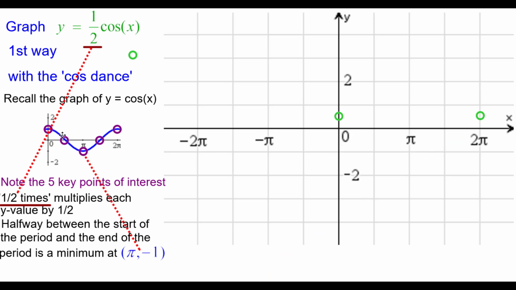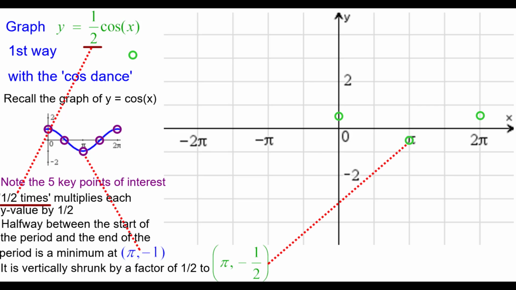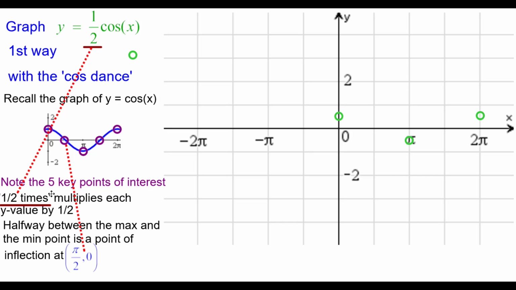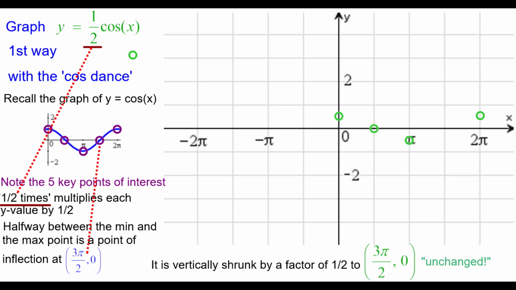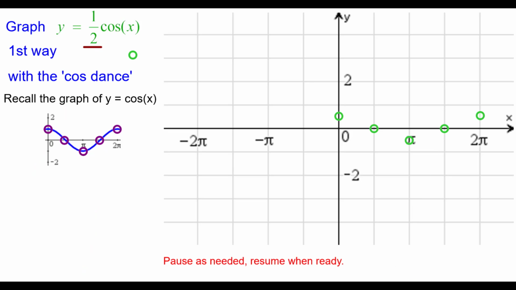Halfway between the beginning and end of the period is a minimum value, normally at pi, -1. Multiplying that by 1/2, that becomes pi, -1/2. Halfway between a max and a min is a point of inflection at pi/2, 0. Multiplying 0 by 1/2 keeps it the same at pi/2, 0. So we'll plot that one. And similarly, at the other point of inflection, that's going to remain at 3 pi/2, 0. Pause as needed.